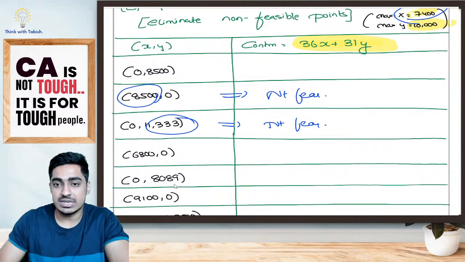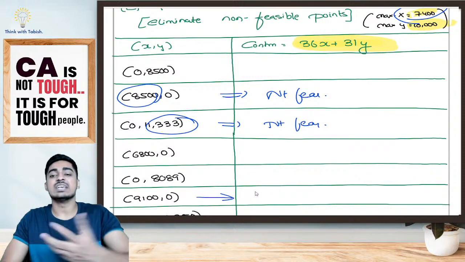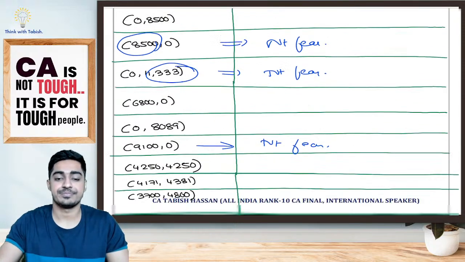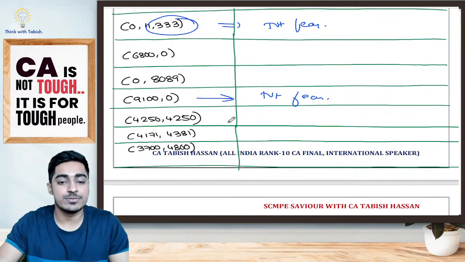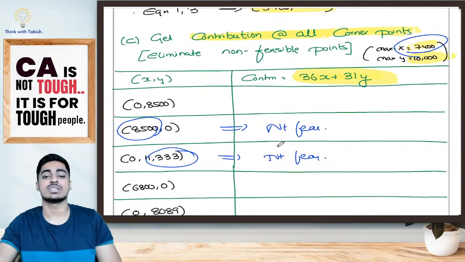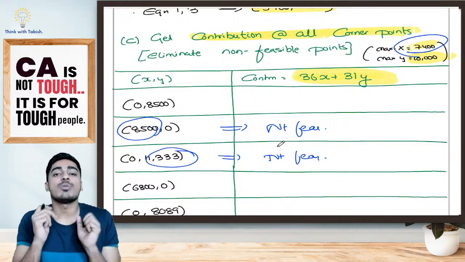0, 8,089. This is also feasible. 9,100 units of X. Maximum demand itself is 7,400. So it is not feasible. Again, 4,250, 4,250 feasible. 4,171, 4,381 feasible. 3,700, 4,800 is feasible. So all these options we have.